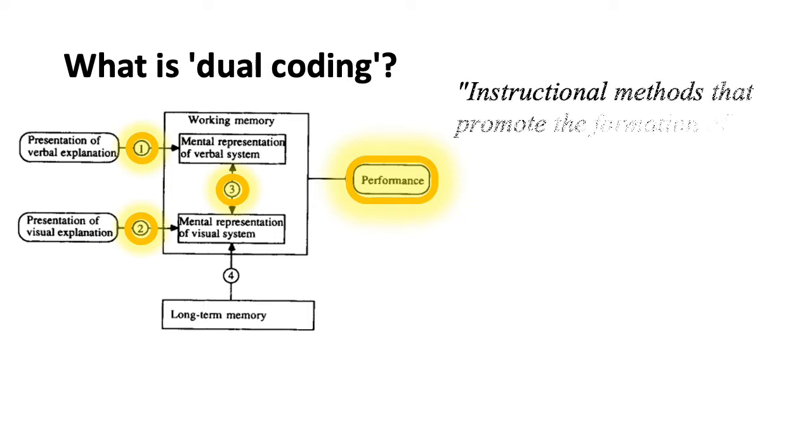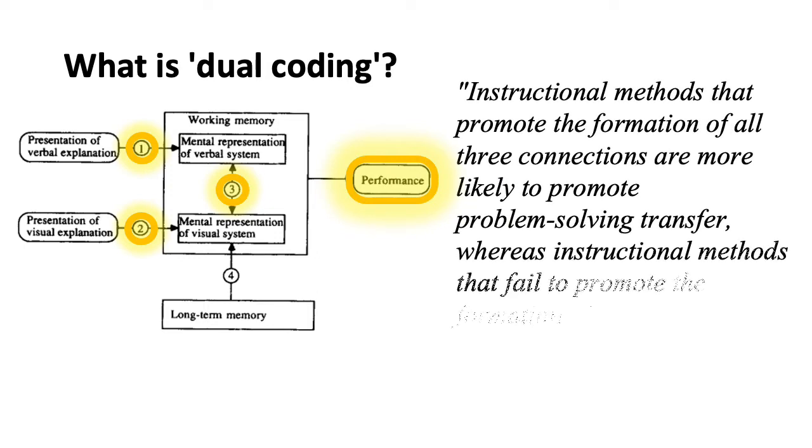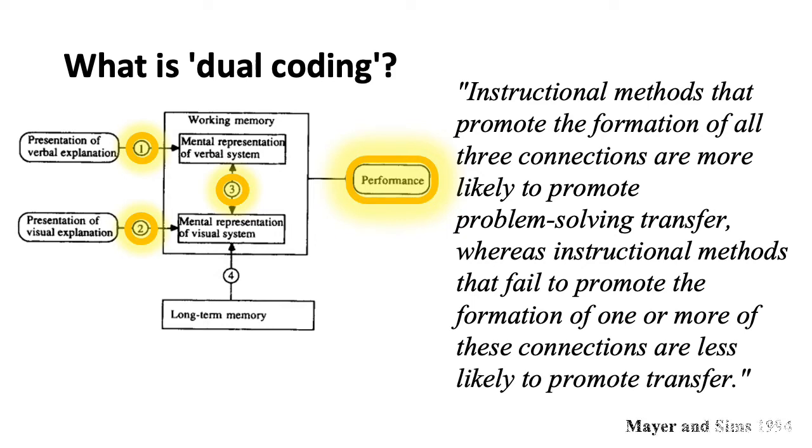What they say is, instructional methods that promote the formation of all three connections are more likely to promote problem-solving transfer, whereas instructional methods that fail to promote the formation of one or more of these connections are less likely to promote transfer.